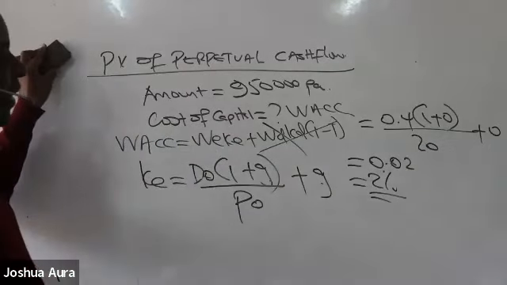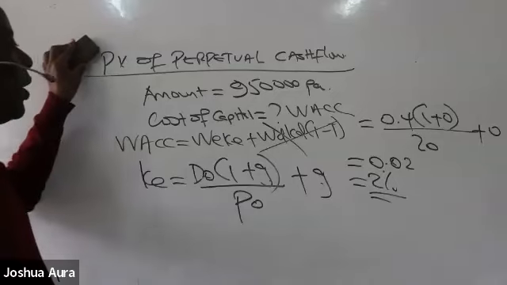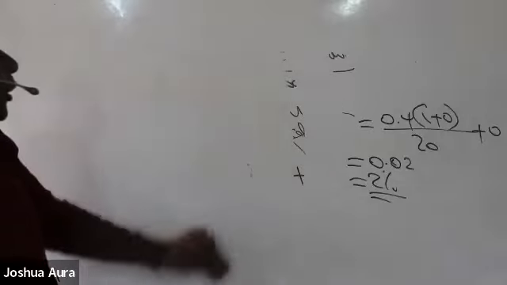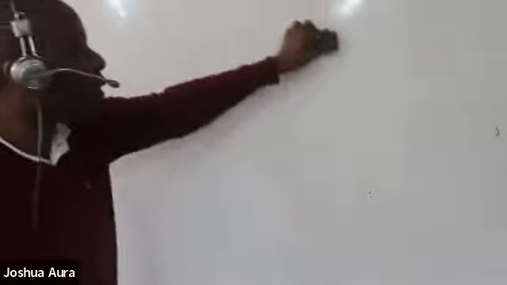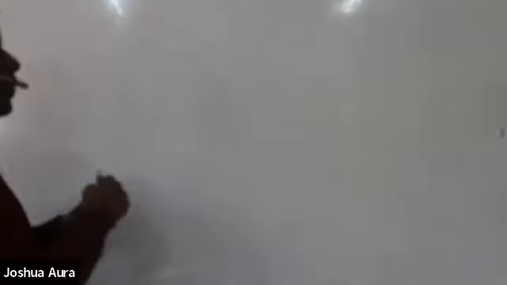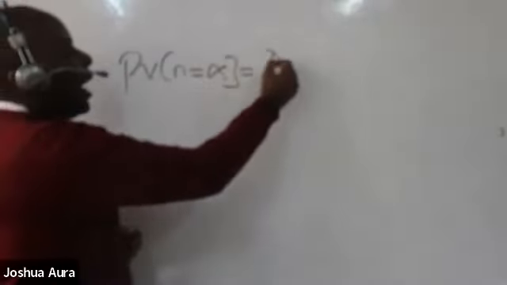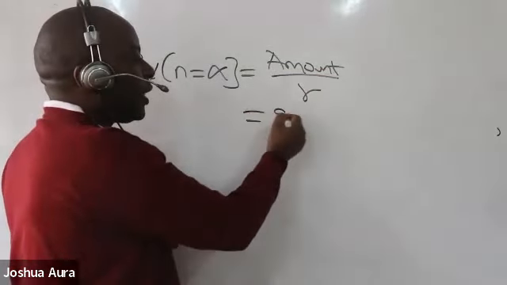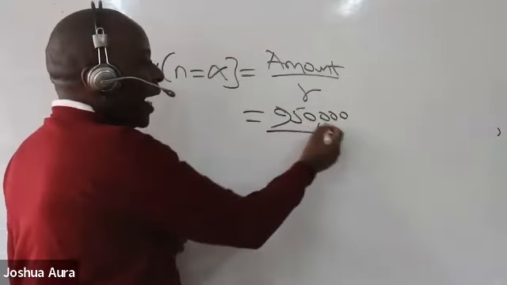Great. Thank you so much. Now, once I've reached here, I will easily give you the present value of this perpetual cash flow. This is the first thing that very many students of financial management fail in. So present value, where n is infinity, will be the amount divided by R, and the amount you gave me was 950,000, all over R, the required return.